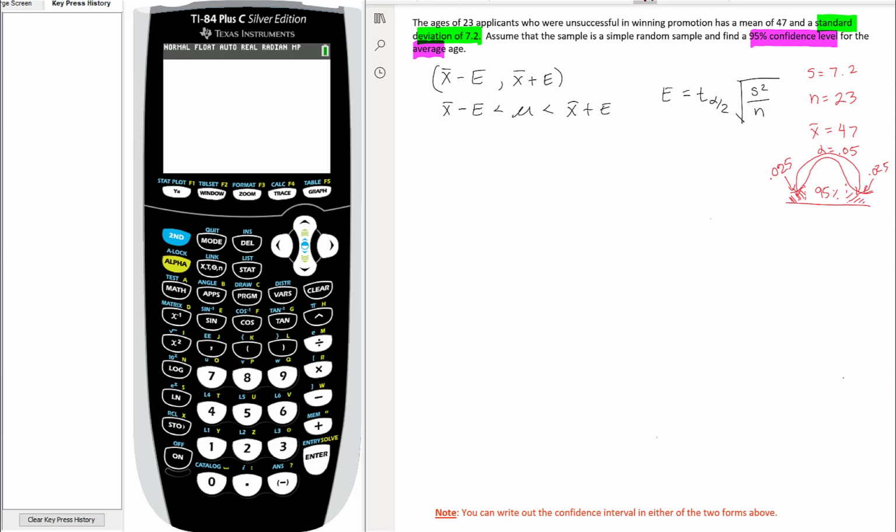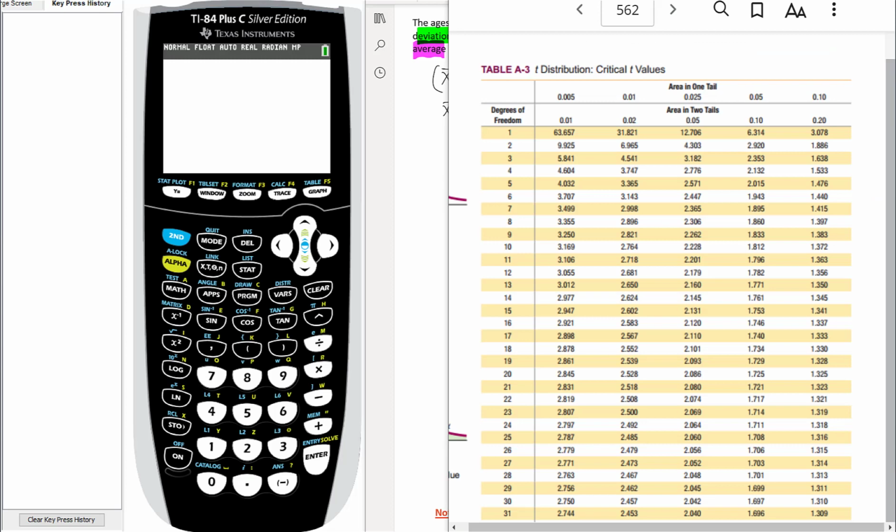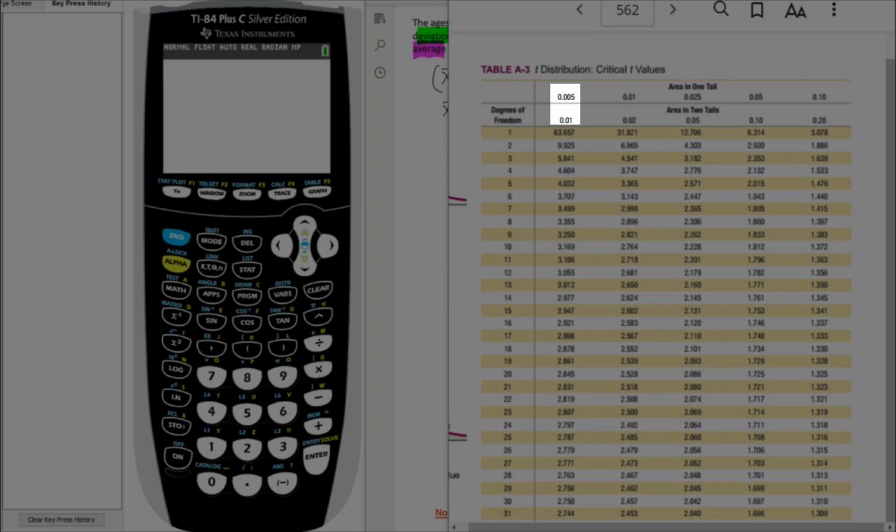So there's two options here. When you go to the t-distribution table, you can look up the area under one tail of 0.025, or you can look up the area under two tails of 0.05. And then based off of that, you can find the t sub alpha over 2 and the negative of that t sub alpha over 2. So let's go ahead and take a look at the t-distribution table. In the t-distribution table, you'll see the area under two tails is 0.01, or if you go under the area under one tail, it's 0.005.